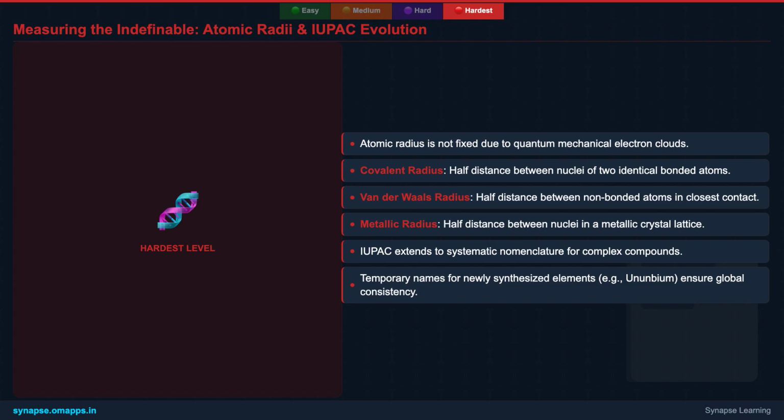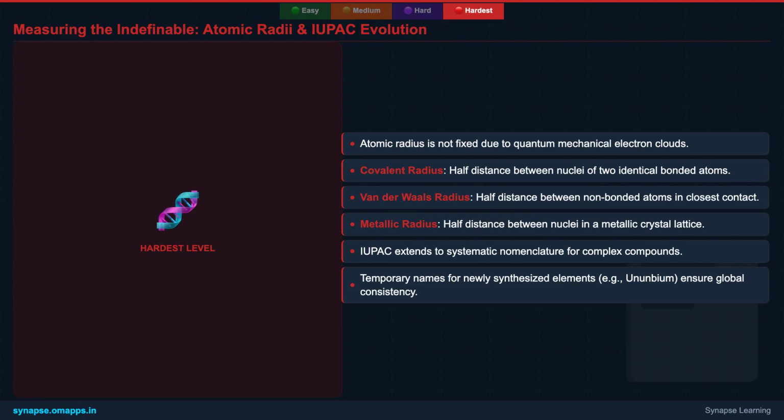Therefore, different definitions exist based on the bonding environment: the covalent radius for bonded atoms, the van der Waals radius for non-bonded atoms in close contact, and the metallic radius for atoms in a metal lattice.